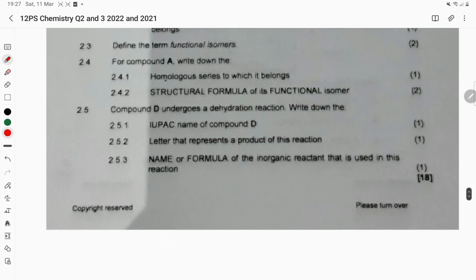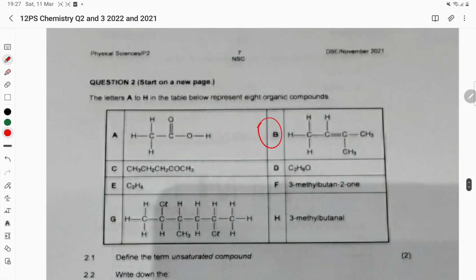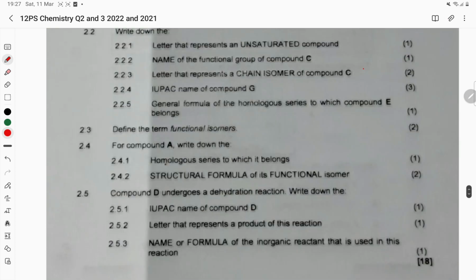For compound A, write down the homologous series to which it belongs. All right, so let's take a look. A, homologous series, that's easy. That's a COOH, so that will be our carboxylic acid. That will be ethanoic acid. All right, for compound O, draw the structural formula for its functional isomer.